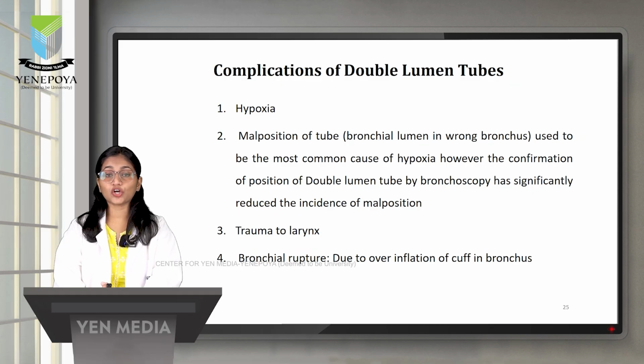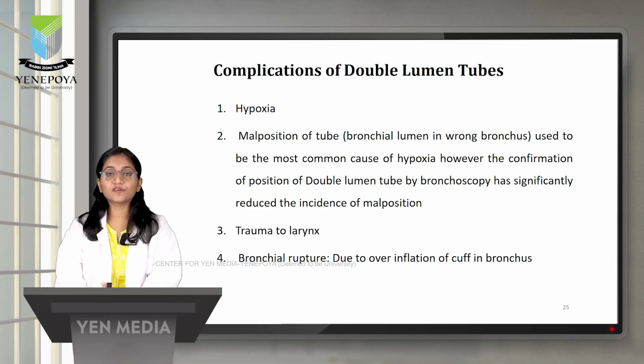Then the complications of double lumen tube. The first and the most common complication of double lumen tube is hypoxia. Since the bronchial lumen enters the mainstem bronchus, only one lung is highly ventilated and the other lung behaves like a shunt. So there is a mismatched ventilation of the lungs and that leads to hypoxia.